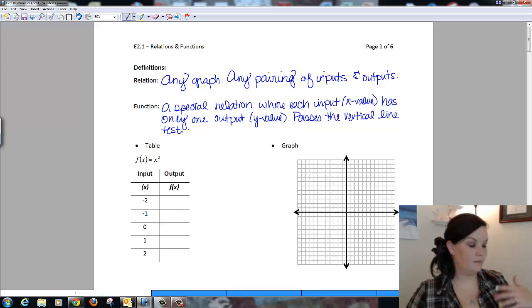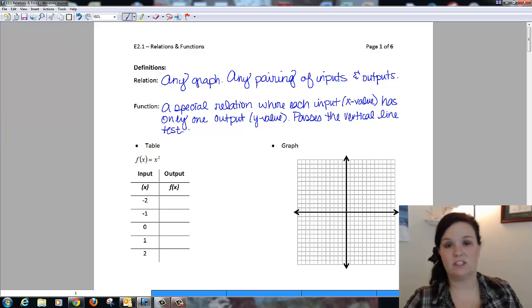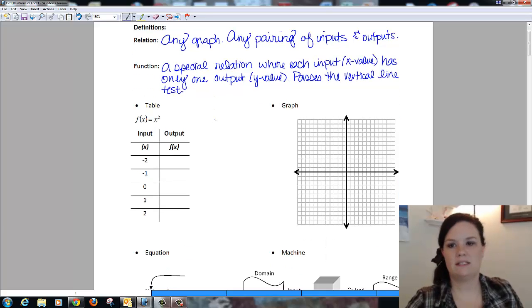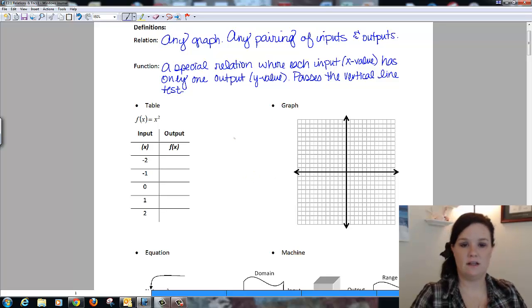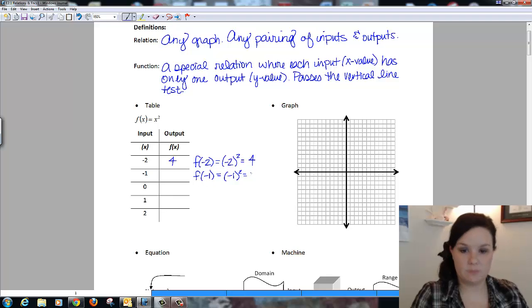So I want to show you a few different ways to represent relations and functions to help us decide if it's a function. So the first way is just to make a table. When we make a table of values, we usually pick our inputs, which is our x's, and plug them in to see what our outputs are, or our f of x's. So here we have f of x equals x squared, and we want an input of -2, which means I'm putting -2 into my function to see what it equals. My function squares it, so -2 squared gives me 4. So that's my output. Same thing with -1. If I plug -1 into my function, -1 gets squared, which is +1.